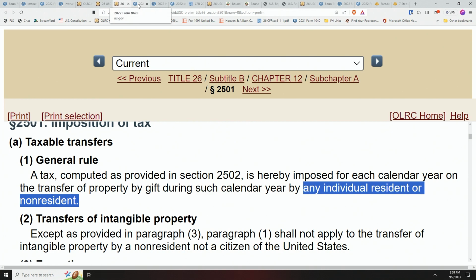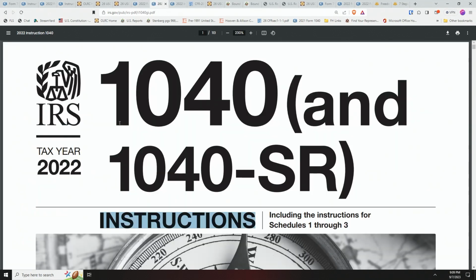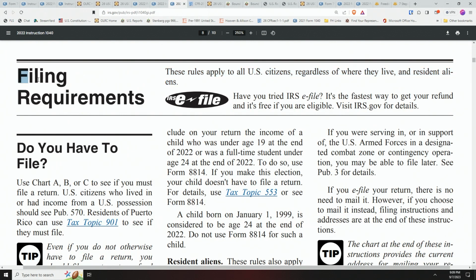This is not much different from the 1040 tax form, the U.S. individual income tax return. All of them hinge on the term U.S., United States. And you see, folks, in the instructions of the 1040 booklet the IRS puts out, they correctly tell you about the following requirements, that these rules apply to all U.S. citizens, regardless of where they live, and resident aliens. Again, the key is the term U.S.